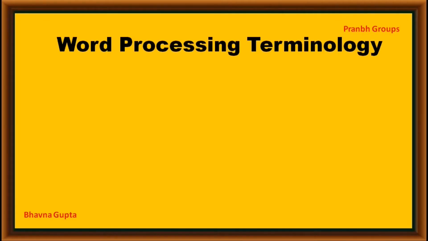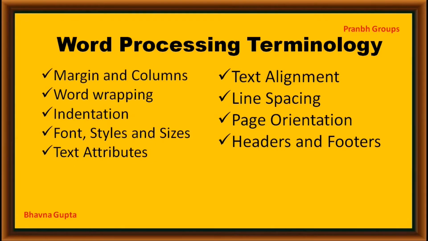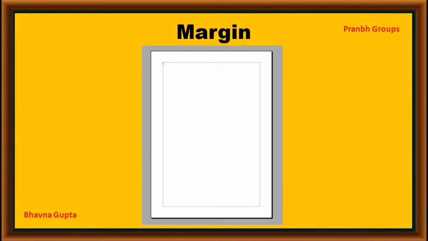First topic, word processing terminology. In this section we discuss the terminology of word processing. First one, margin. What is margin? The margin is the distance from the text to the paper edge. The text and the graphics are usually printed inside the margin. The ruler line in the word processor displays the position of the margin.